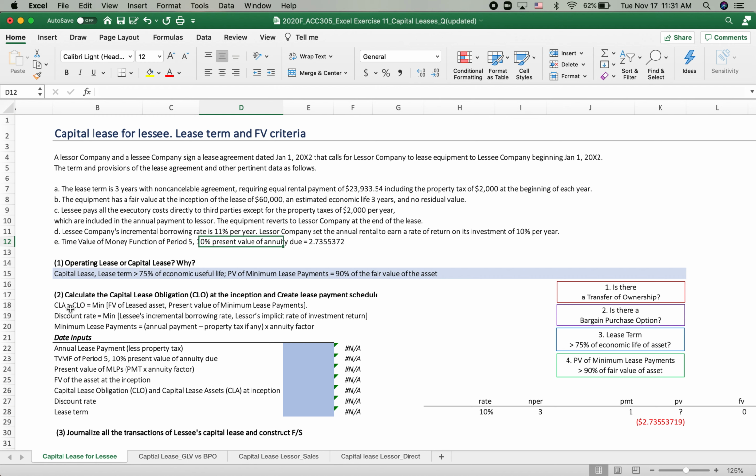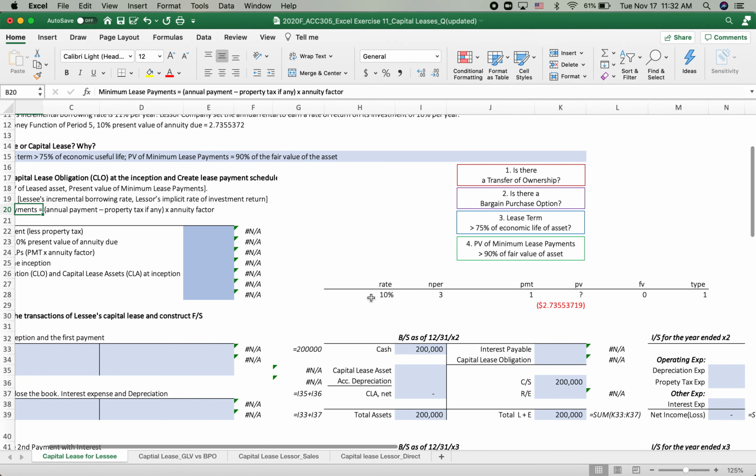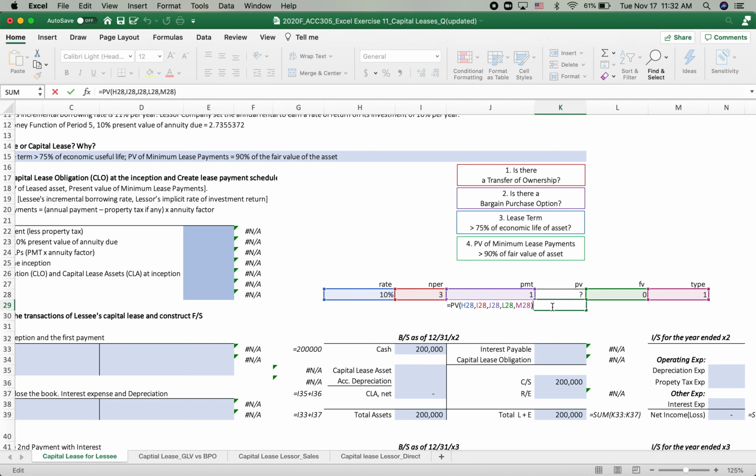As we discussed in class, the CLA is equal to the CLO. The capital lease asset is equal to the capital lease obligation at inception. This value is calculated as the minimum of the fair value of the leased asset and the present value of the minimum lease payments. For the discount rate, as I mentioned, we use the lower one. And then we calculate the minimum lease payments. How to calculate? The annual payment includes the property tax, so we have to subtract the property tax, and then multiply by the annuity factor. The annuity factor is calculated like this, as we practiced in the principles of finance or corporate finance class.